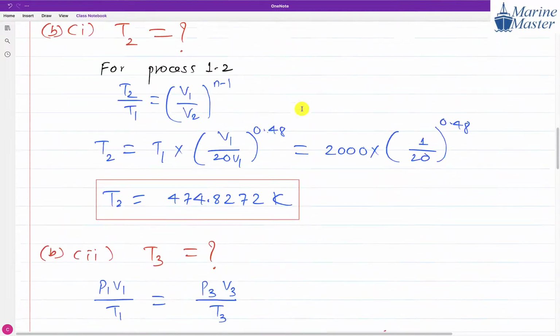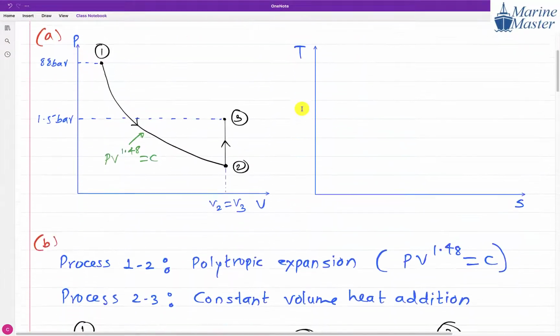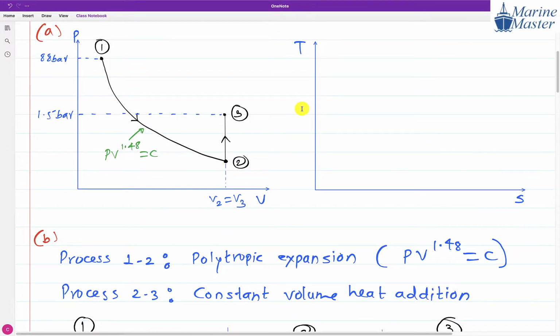What is the name of the diagram? TS diagram, temperature-entropy diagram. Now tell me, for process 1 to 2, what is happening? It is reducing. Entropy is reducing. Process 1 to 2, entropy is decreasing.